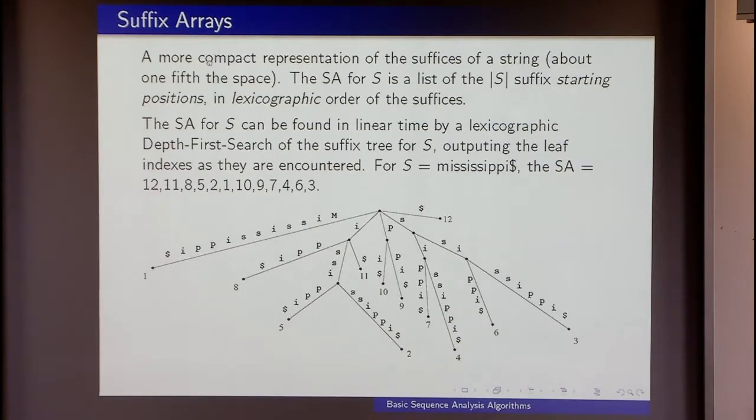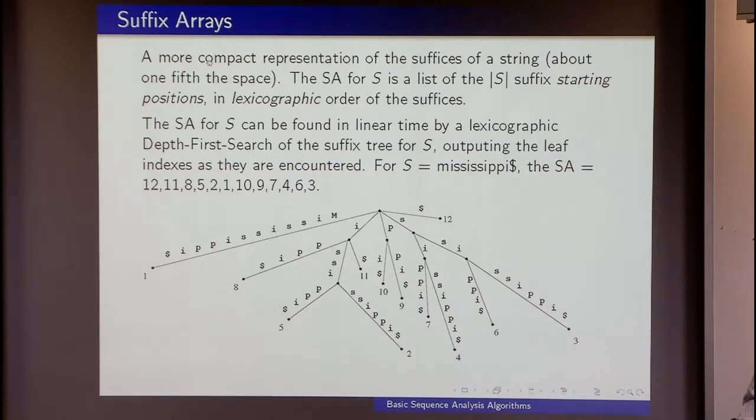Okay. So here's the suffix tree for Mississippi again. And the lexicographically smallest suffix is just the $ sign by itself. So the first entry in the suffix array is 12, representing the start of the lexicographically smallest suffix. Then the next entry is 11. 11 is I $ sign. That's the string. And I $ sign is actually the second lexicographically smallest suffix.